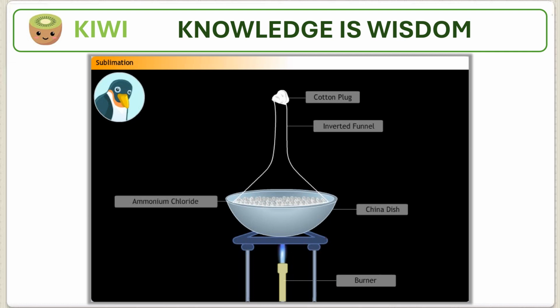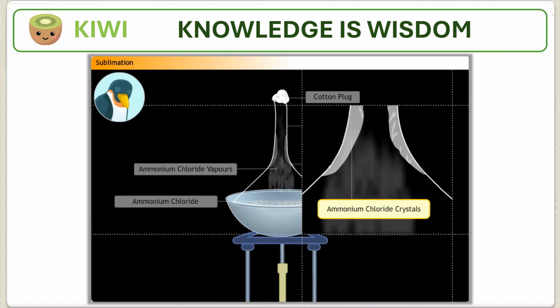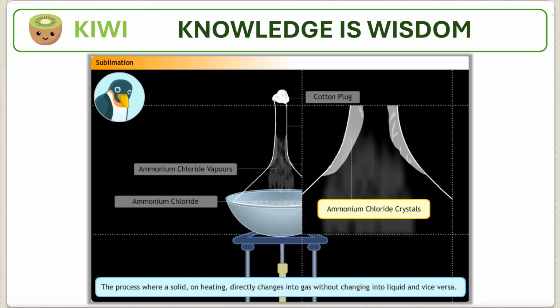Observe that the solid crystals of ammonium chloride directly change into vapor without changing into liquid. Now stop heating. You can see the vapors of ammonium chloride settle as crystals on the inner walls of the stem of the funnel. The ammonium chloride crystals can be collected from the inner walls of the funnel. The process where a solid on heating directly changes into gas without changing into liquid, and a gas on cooling directly changes to solid without changing into liquid, is called sublimation.